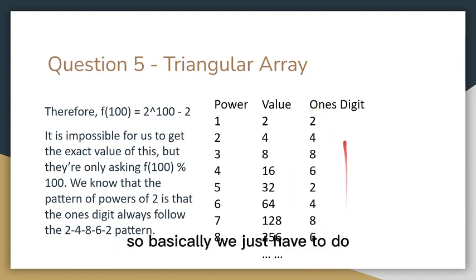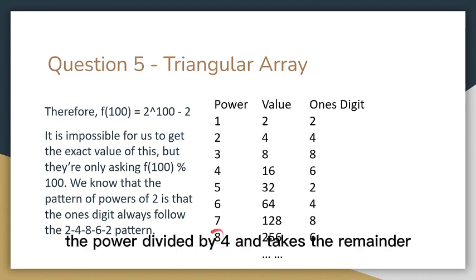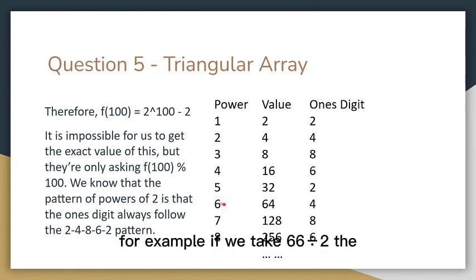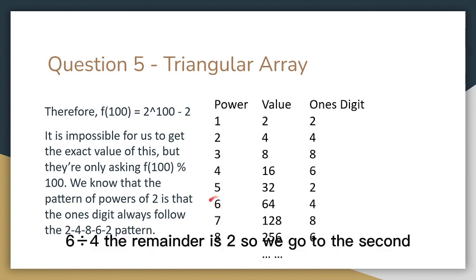So basically, we just have to do the power divided by 4 and take the remainder. For example, if we take 6 divided by 4, the remainder is 2.